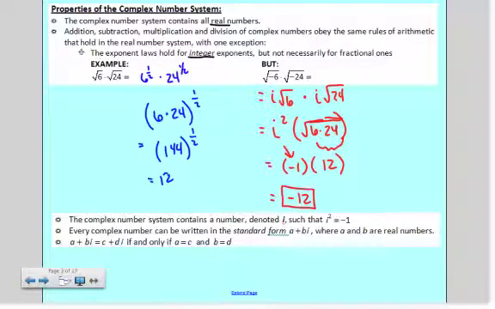So what this last law means is that what we could do with exponents that were fractions is what was in the blue over here, but you cannot do that. You have to deal with the i first.